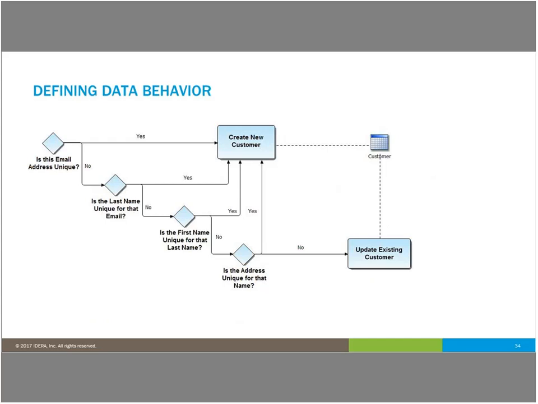And is that address unique? And if it is, then it's a new customer. And if the address is not unique, the email address is not unique, the last name, the first name, and the address, when you tie all four of those columns together, they're the same customer. And so we're going to update the existing customer.